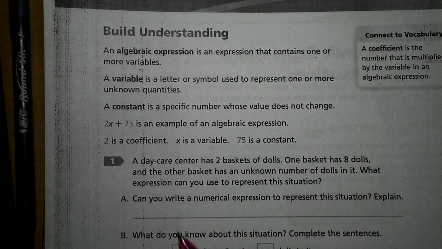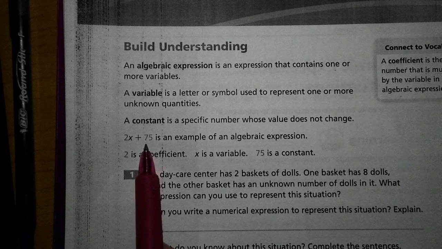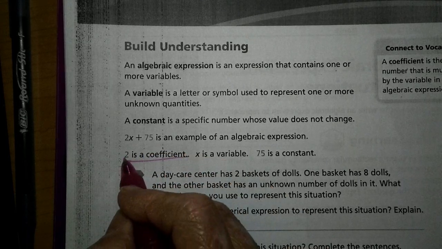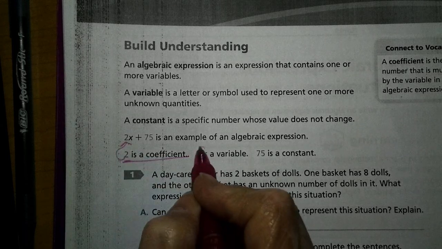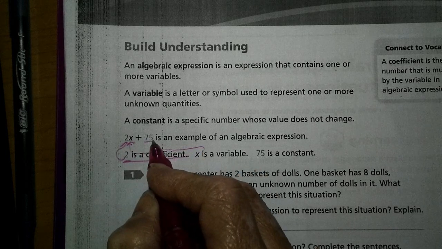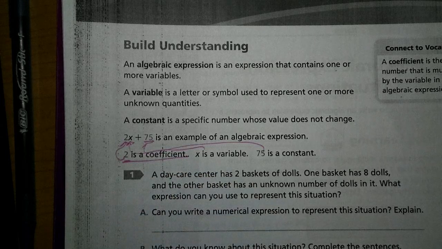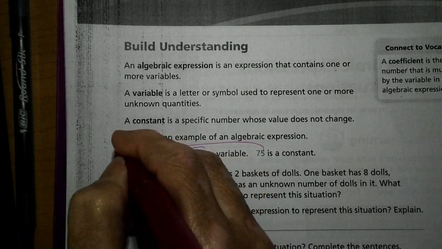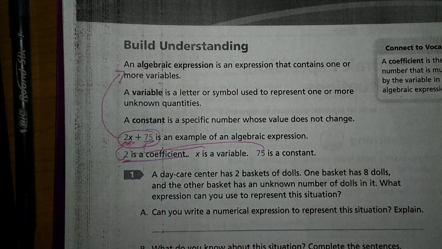So let's look at an algebraic expression. So 2x plus 75. 2 is the coefficient. Of course, we know x is the variable, and 75 is the constant. Okay? And then this entire thing is an algebraic expression. Okay?